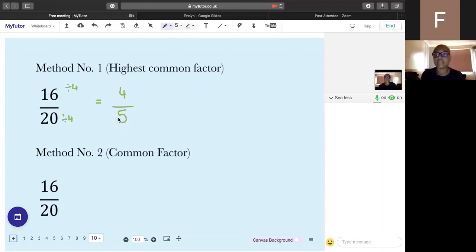And that's in its simplest form, because the only other common factor 4 and 5 have is 1, and anything divided by 1 is itself. So that's in its simplest form.